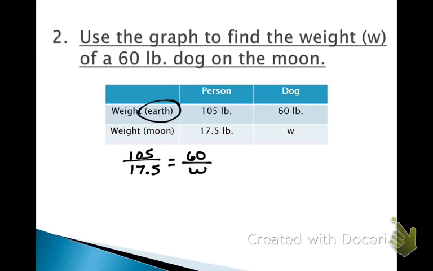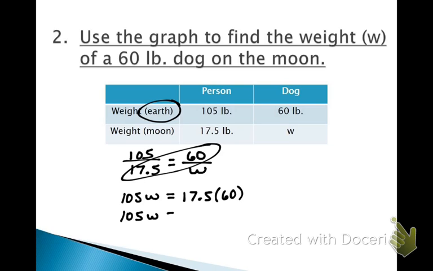So if I use cross products, what should this 105 be multiplied by? By the W. 105 times W, or you could just write 105W. Now, what is my 17.5 going to be multiplied by? Okay, I'm doing cross products, so you've got to multiply across 17.5 times 60. There's nothing that I can do yet with 105, so I'm going to keep 105W. What is 17.5 times 60? 1050.